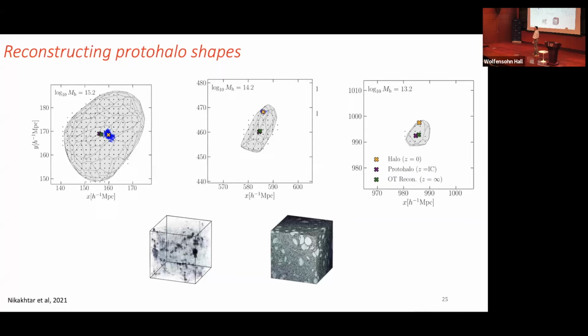In many ways, what this is allowing us to do is ask what are the initial conditions that give rise to the galaxies that we see today, without letting the gravitational evolution take place on top of that. So we're separating out the gravitational evolution piece from the rest of that.